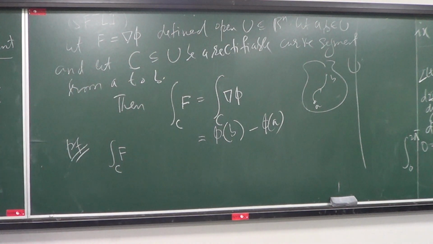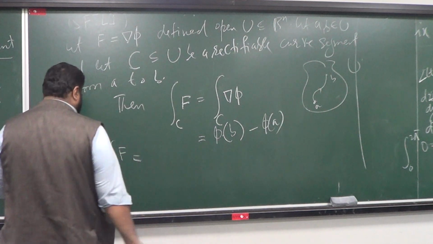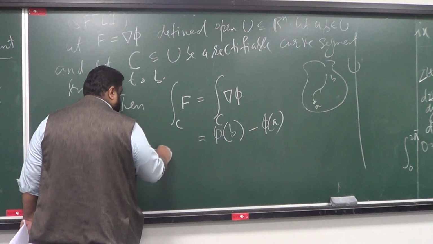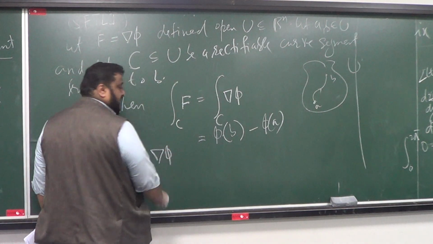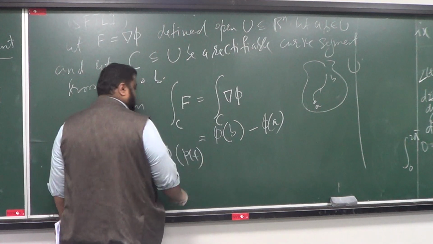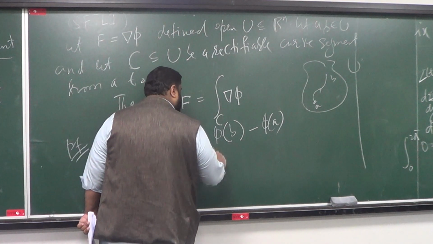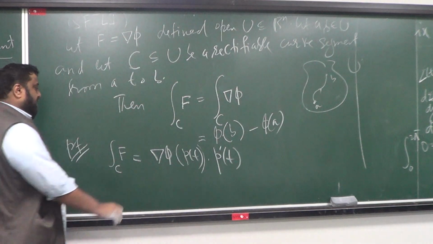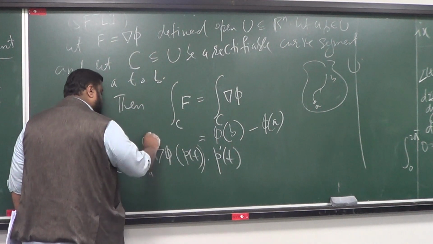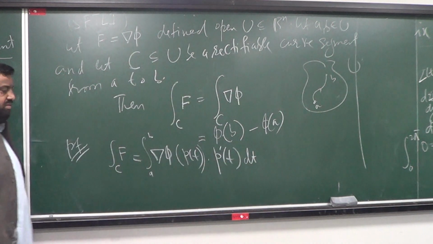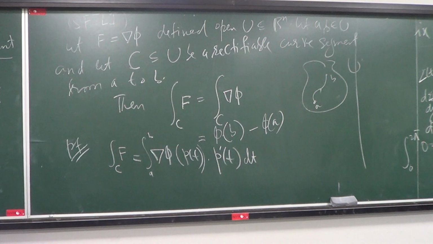So for doing it, I need to take my del phi and substitute P of t into it, and I need to take the dot product with the P prime of t, and integrate this over A to B, dt. This is what it's going to be actually.